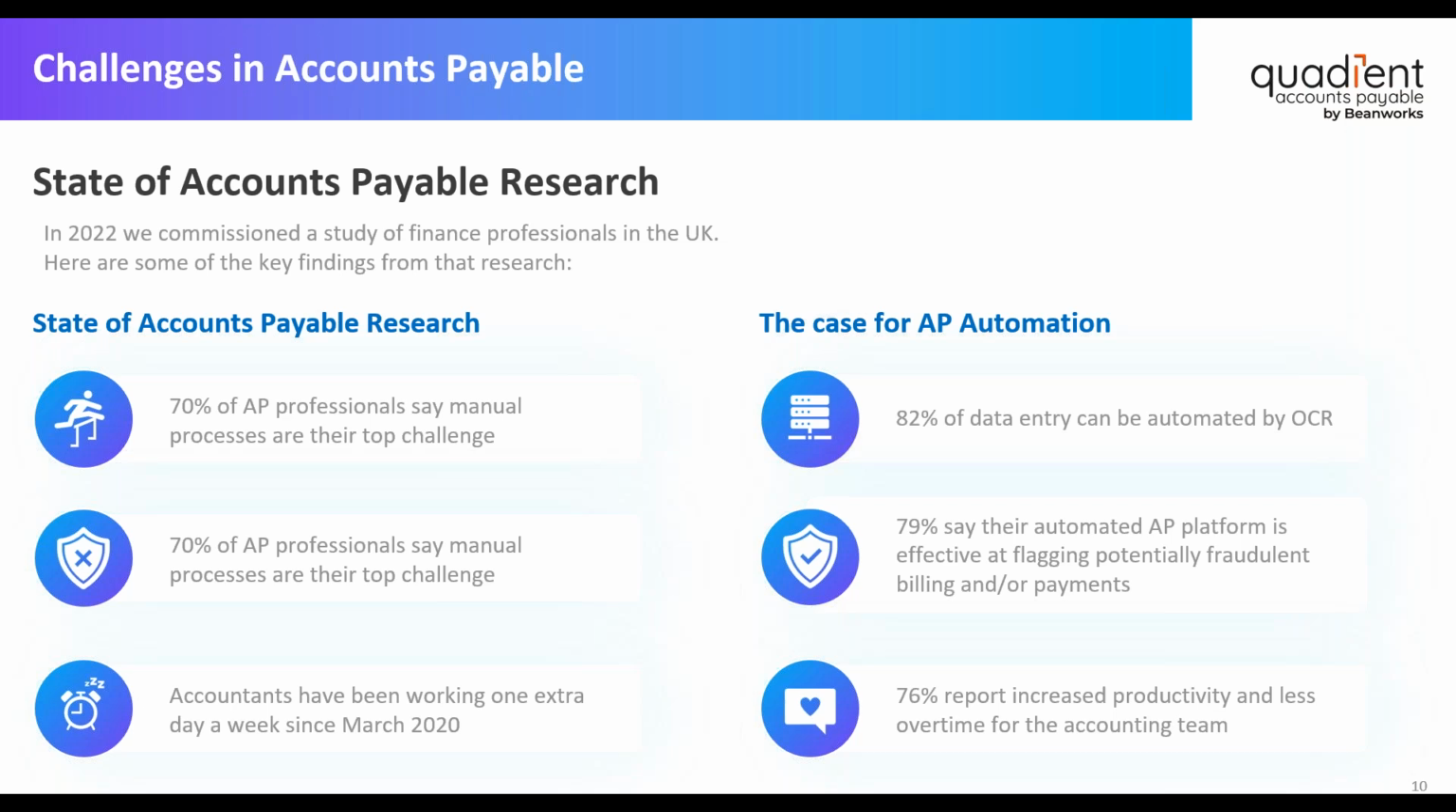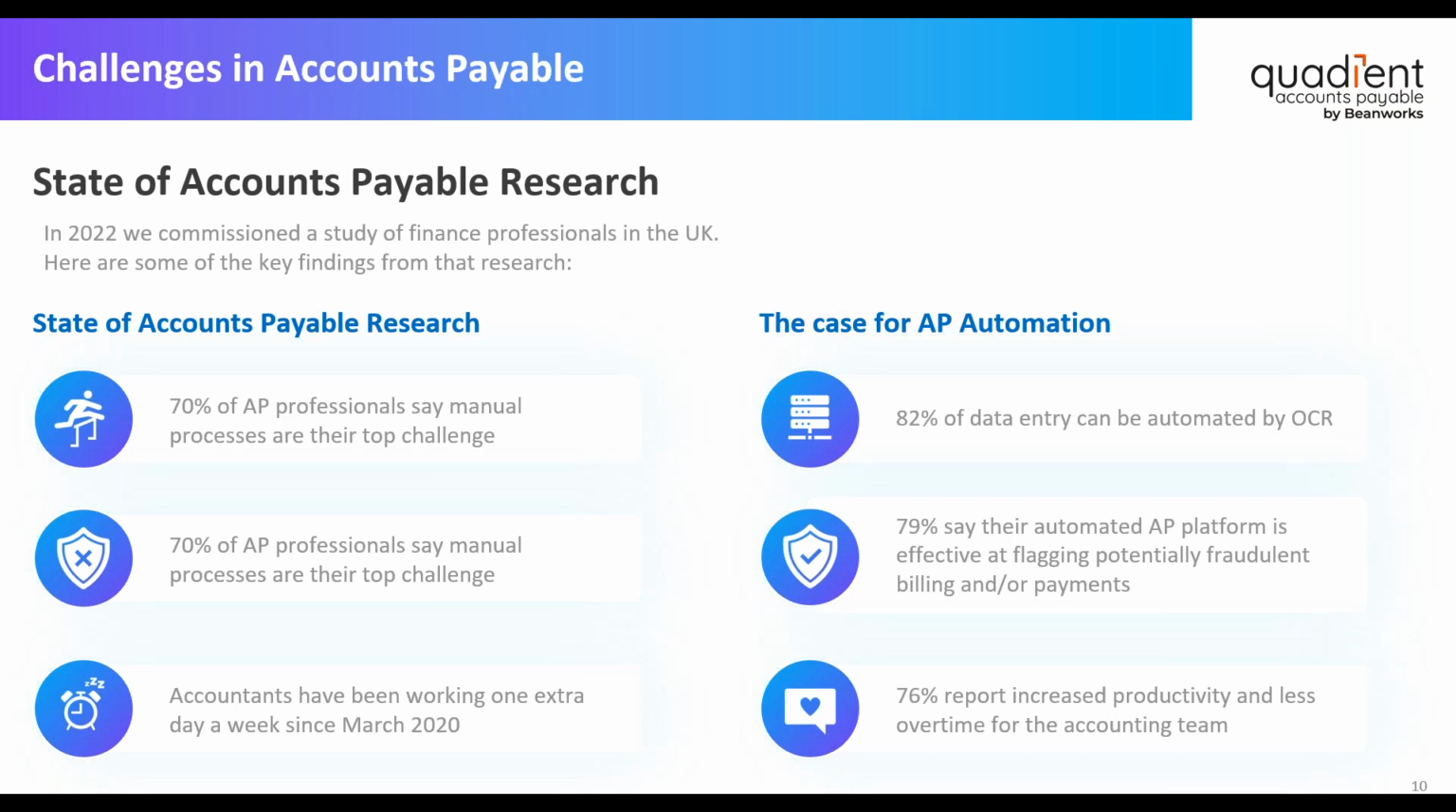I'm just thinking 70% of AP professionals say manual processes are their top challenge. And that is a high percentage and a high number. So Matt, what's a good use case here for AP automation? Yeah, so the manual processes that people are usually referencing, I'd say the top 2 are data entry and approval routing.